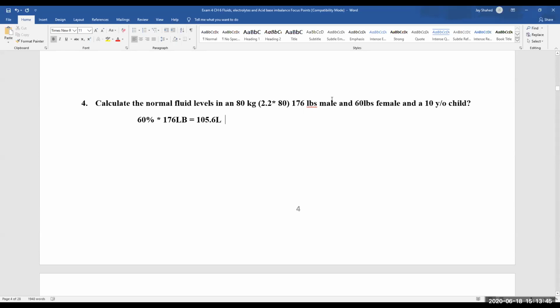So what about this one here? This is straightforward. Female. So female is what? 55. Yeah. Right, times 60. That equals what? 33.